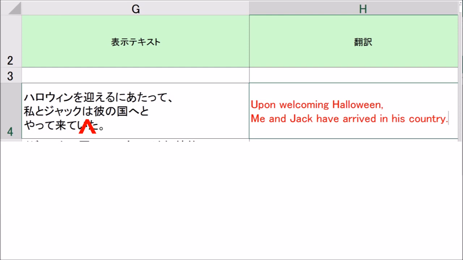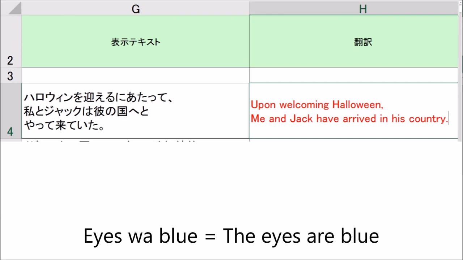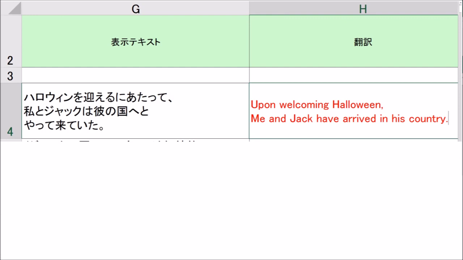The particle wa that came right after me and Jack is a particle you'll see often. It's described as being a topic marker by textbooks. It can be thought of as the ever-tricky verb is or to be. I wa student means I am a student. Eyes wa blue means eyes are blue. But you'll notice in this sentence there is no R connected to me and Jack.